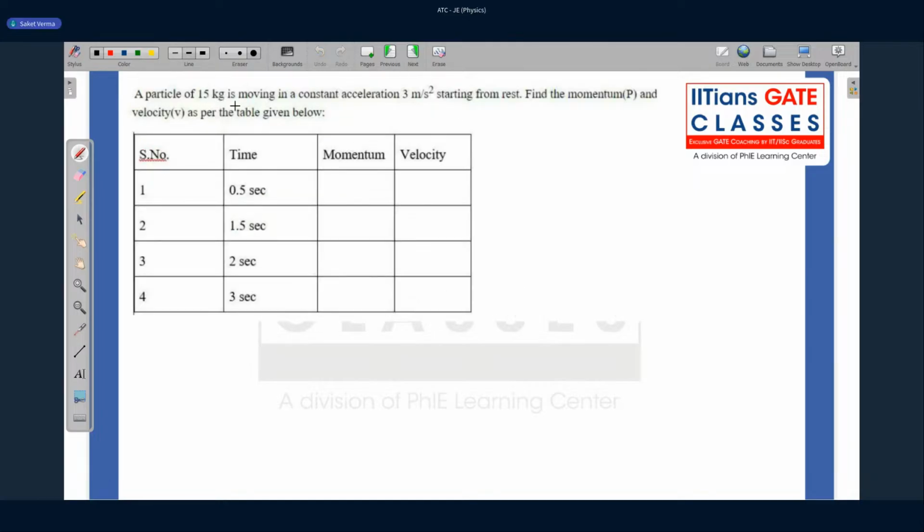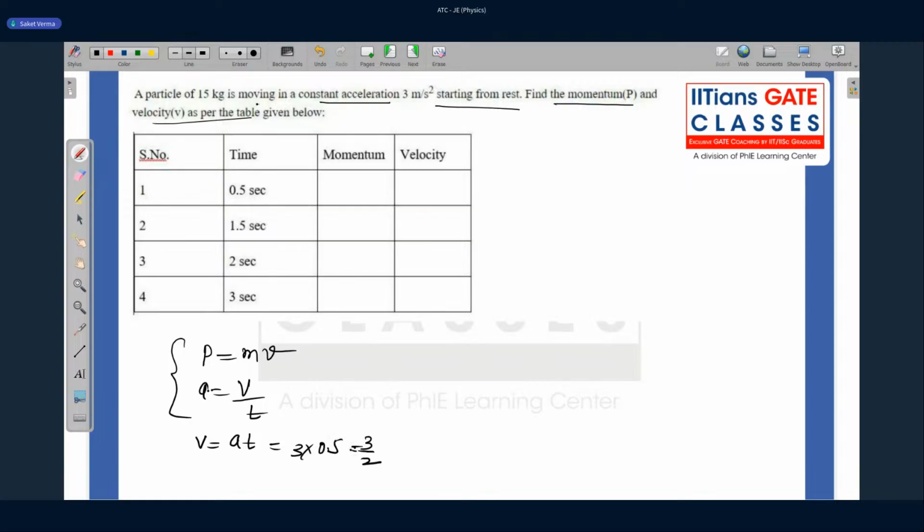And a particle of 15 kg is moving with a constant acceleration, starting from rest, the momentum and the velocity. So you have to fill this data. It is given in the question. So this is a basic question of the law of motion again. The momentum is P is equal to mv, and the acceleration is given, so a is equal to v upon t. So these two formulas you should know. Because acceleration is given, you will first calculate the velocity. Suppose for one question I am calculating, so v is equal to a into t. a is 3 and the time is 0.5, so velocity is 3 by 2.